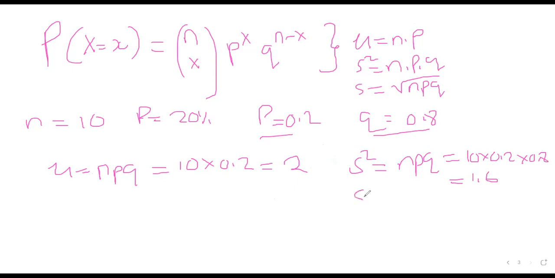Then the standard deviation is the square root of the variance, the square root of 1.6, which is 1.26.